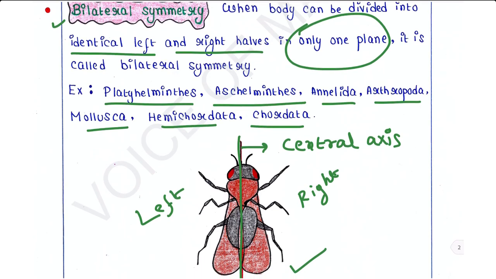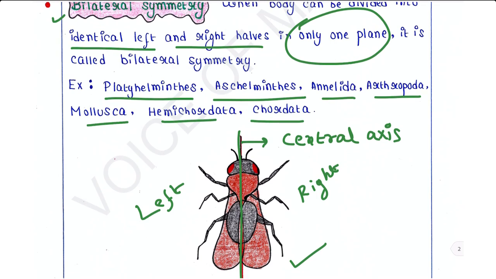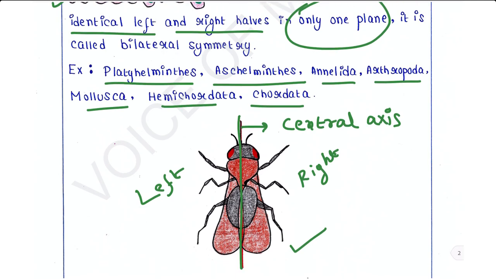Now when the body can be divided into identical left and right halves in only one plane, that means when you are cutting this fruit fly only in this plane, that is going through the central axis, only that time you will get two identical left and right halves, because the right half contains 1 eye, 3 legs and 1 pair of wings, and the left side also contains 1 eye, 3 legs and 1 pair of wings.